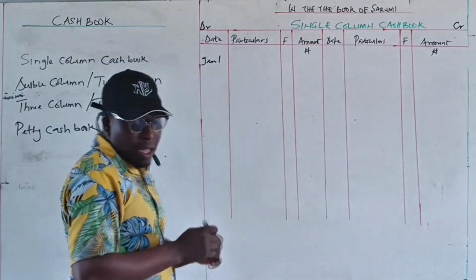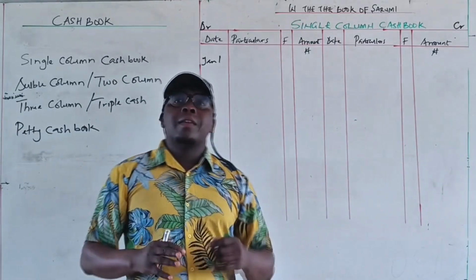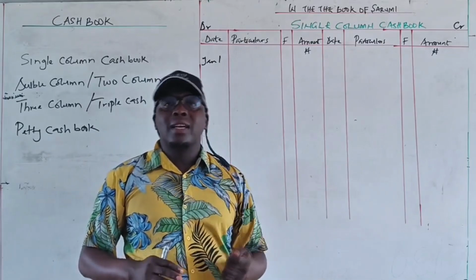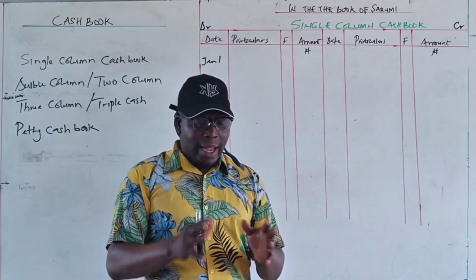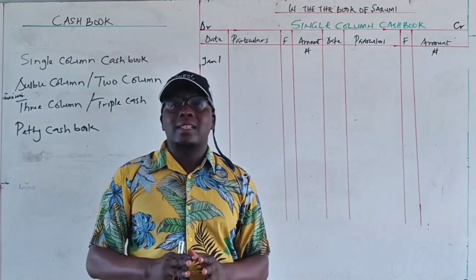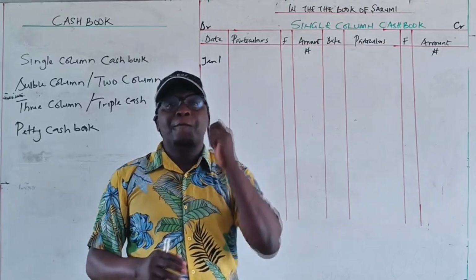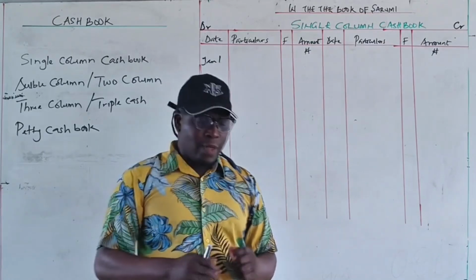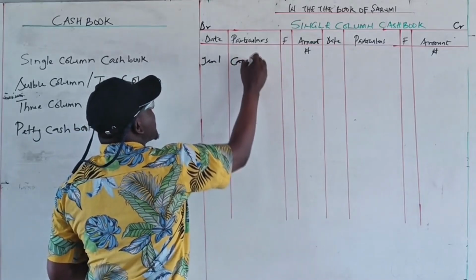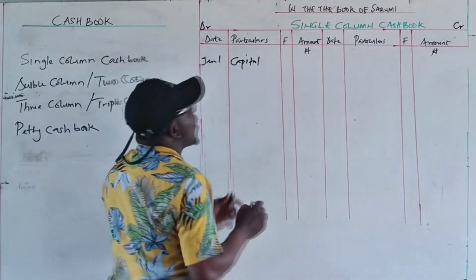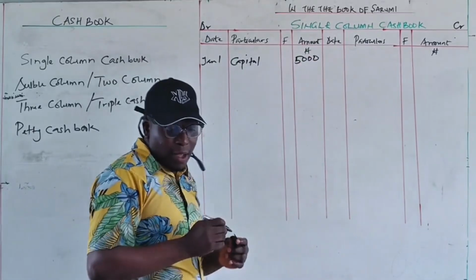That is when the business started. And when you are starting a business with any amount, the amount input into that business is what we refer to as the capital. So starting a business with 5,000 naira cash simply means Sanomi is starting the business with the capital of 5,000 naira. So here we have capital as a new business that we are starting. So we're going to put it under the amount 5,000 naira.